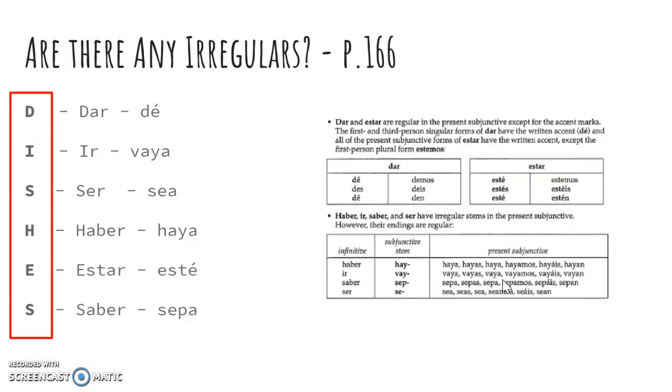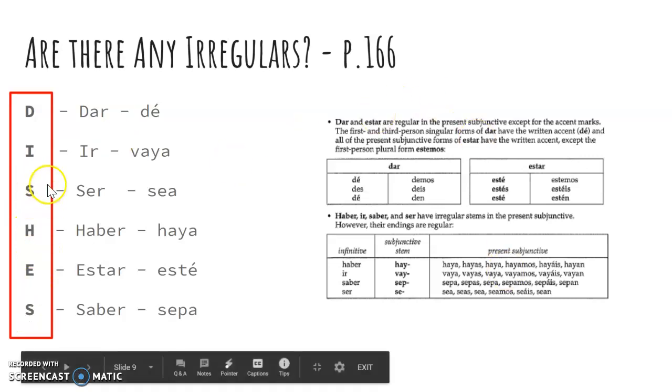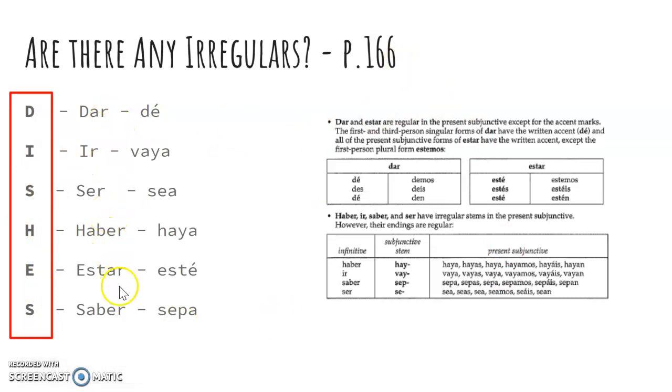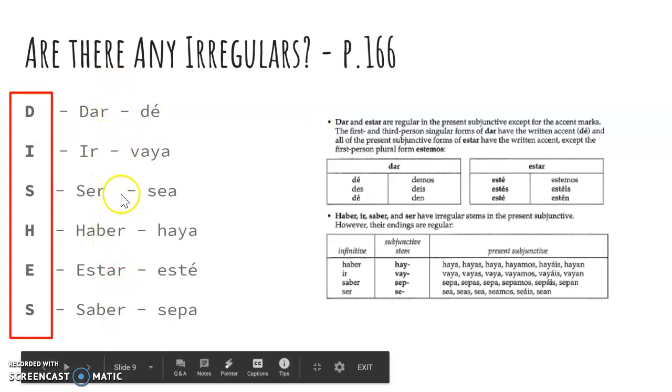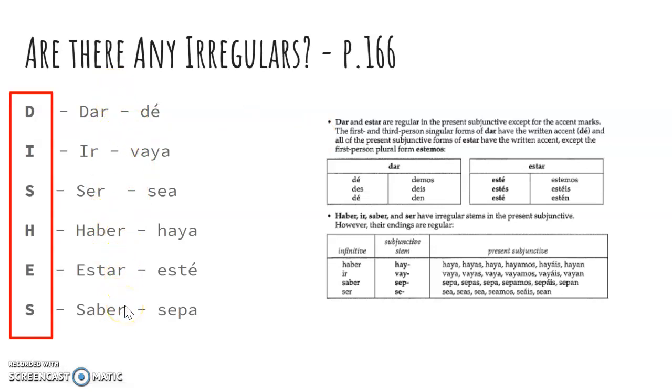Okay, are there any other irregulars? You may have been thinking at this point, well, not all yo forms end with an O. When the yo form doesn't end with an O, it's probably irregular. It's on this list, right? The acronym that we have for the irregulars is called DISHES. DISHES, right? And each one stands for a different verb. Here they are: dar, ir, ser, haber, estar, saber. So you'll notice none of these end with O, right?